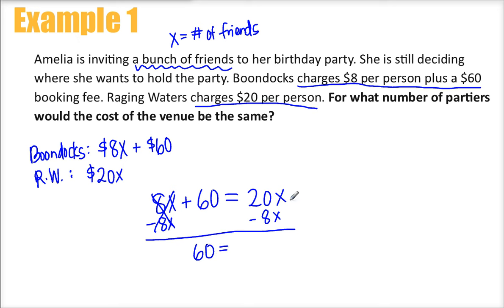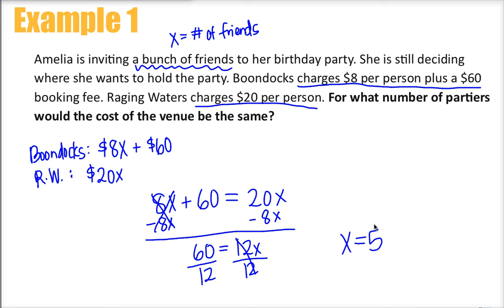Then I have 20x minus 8x. That is 12x. Okay, so I have 12x is equal to 60. Let's divide this into 12 groups. So divide by 12 on both sides to keep it all balanced. 12 divided by 12 is 1. I'm going to write this over here. So I'm left with a 1x, and 60 divided by 12, if you need a calculator, 60 divided by 12 is 5. There we go.